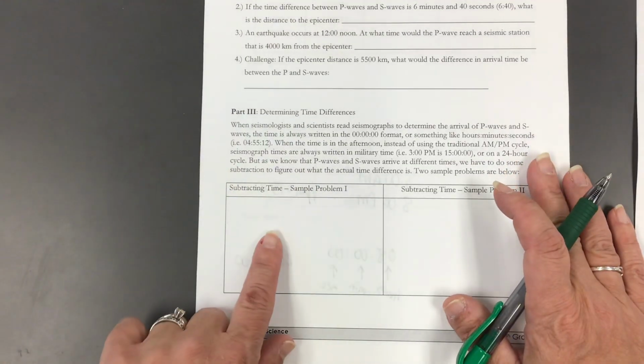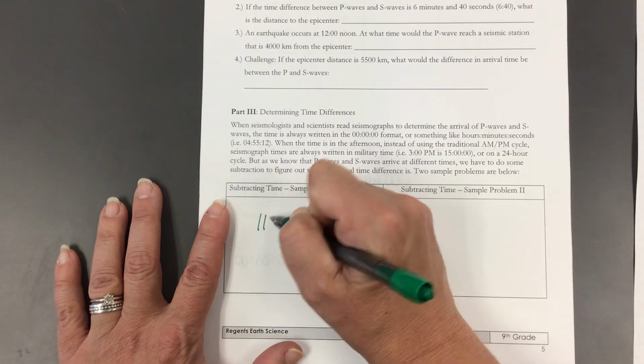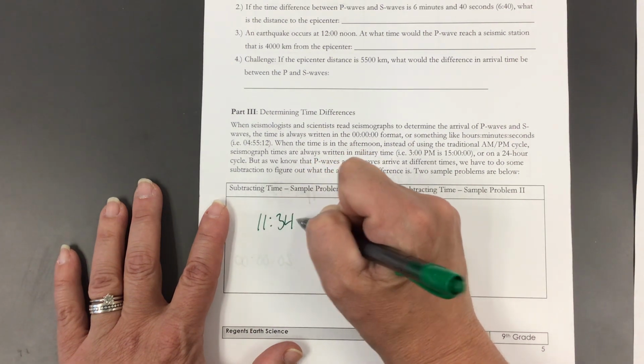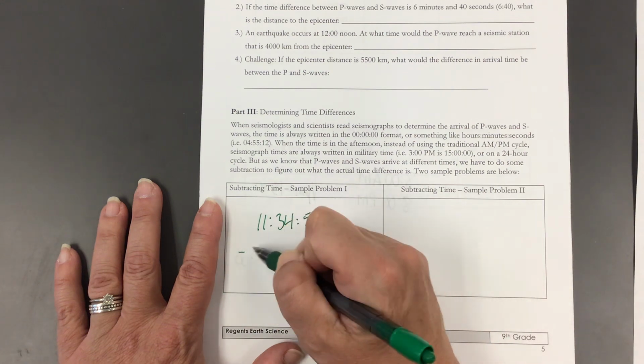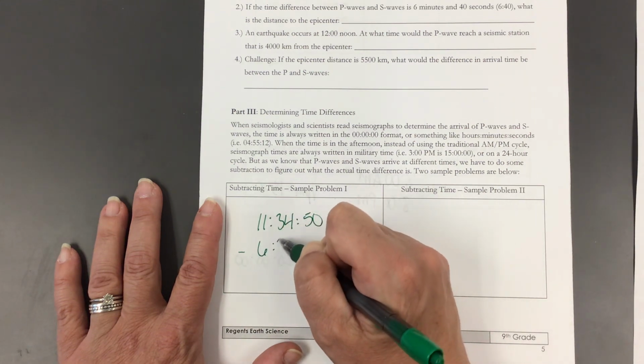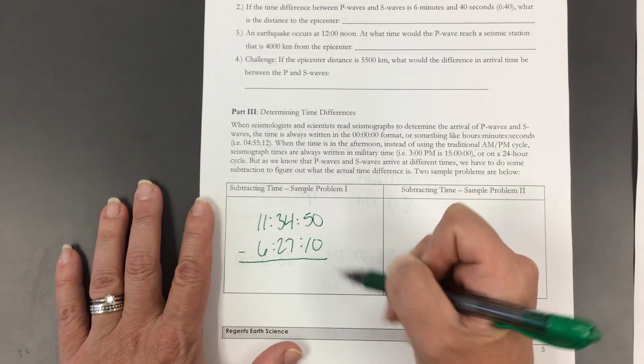And so that's what we're going to practice here in the boxes. So it says subtracting time, sample problem 1. We're going to put in 2 numbers, 11 hours, 34 minutes, and 50 seconds. And we're going to subtract 6 hours, 27 minutes, and 10 seconds. And it's just going to be like regular math.